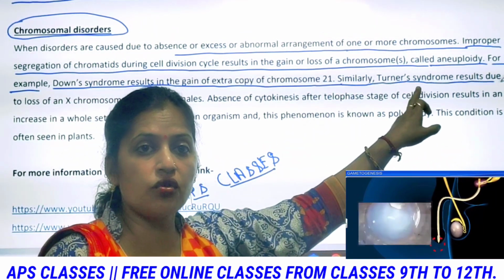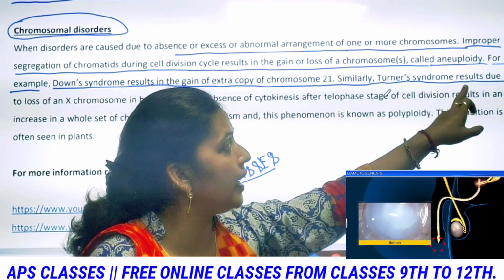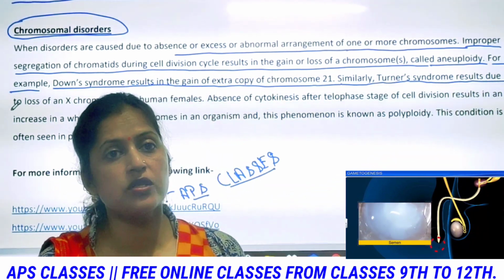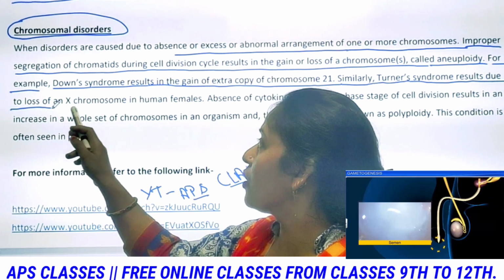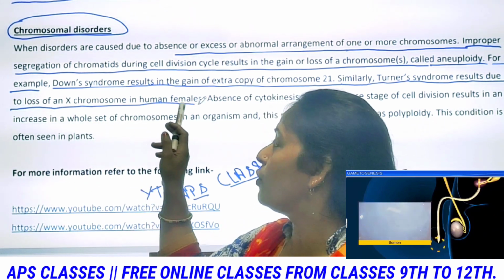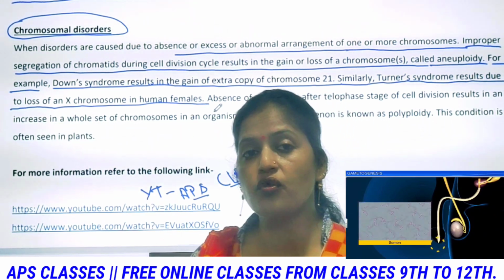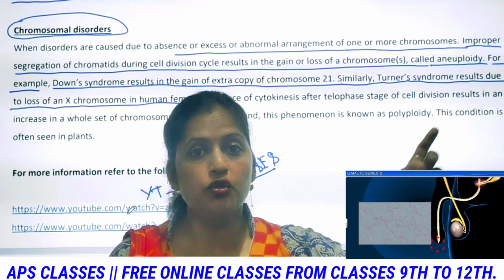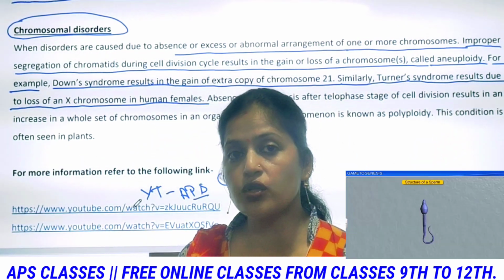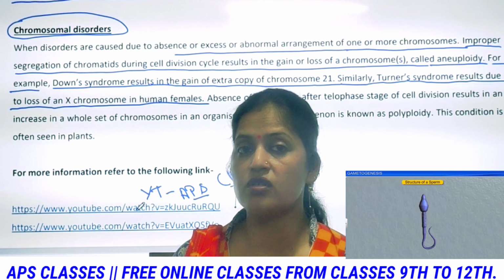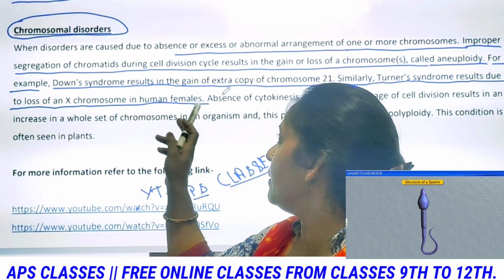Similarly, Turner syndrome results due to the loss of an X chromosome in human females.